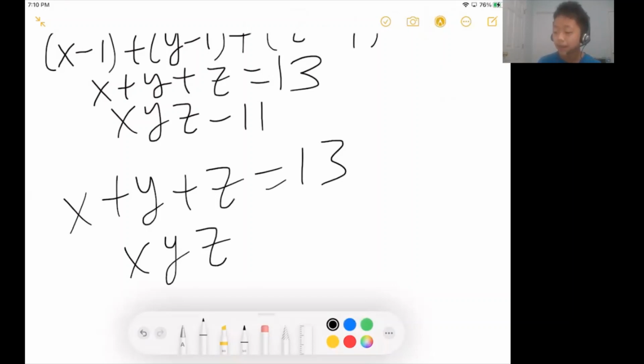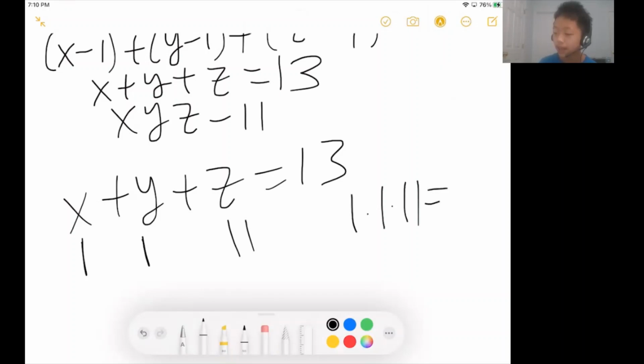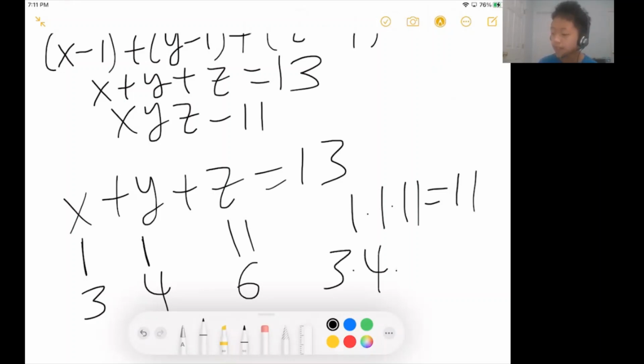To make it more clear, if we let x, y, and z be as spread out as possible, like if we had x equals 1, y equals 1, z equals 11, then clearly x times y times z is 1 times 1 times 11, which is 11. But if you made x, y, and z as close as possible, like x is 3, y is 4, and z is 6, in this case x, y, and z are closer. 3 times 4 times 6 is 72, which is significantly larger.